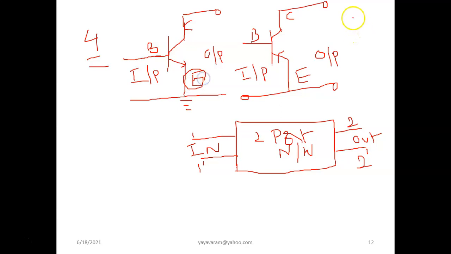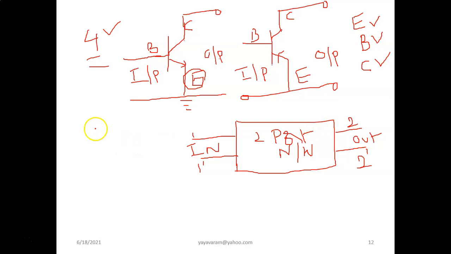Because I have 3 terminals: emitter, base, collector. If I use any one of the terminals as common, that is, it will act both as input terminal as well as output terminal, then you get your 4 terminals. That means your transistor can be connected or used as a two-port network. This is the basic trick that we use.